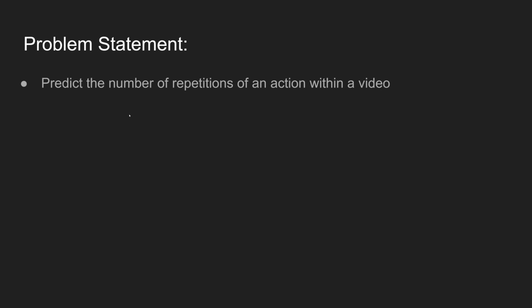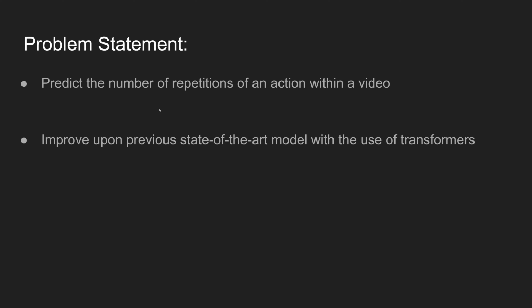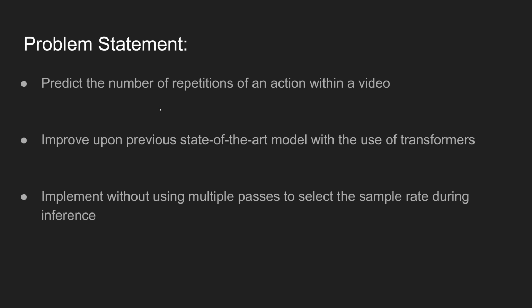I'd like to quickly go over exactly what we're trying to accomplish here. Obviously, predict the number of repetitions of an action within a video and improve upon the state of the art with transformers, but most importantly, what we're trying to do is accomplish this with a single pass, as opposed to other methods which use multiple passes, and I'll explain what that means.